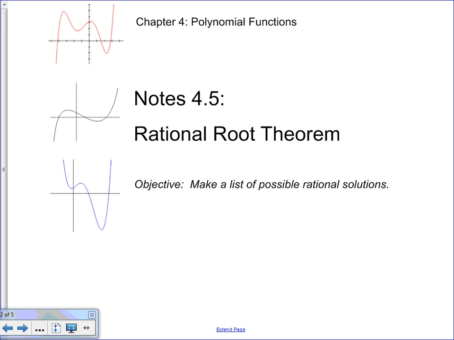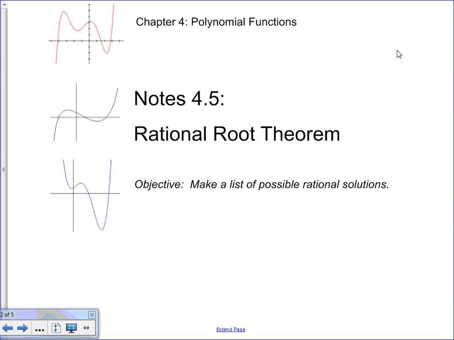Okay, so notes for 5 we're going to work on today and tomorrow on the rational root theorem. And if you'll notice, the objective says we're going to make a list of possible rational solutions. So today it's just making the list. Tomorrow we'll actually be finding the ones that work from the list. So tomorrow we'll be testing our list to see which ones work.